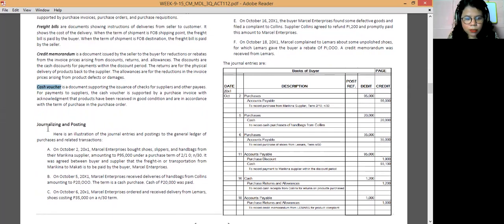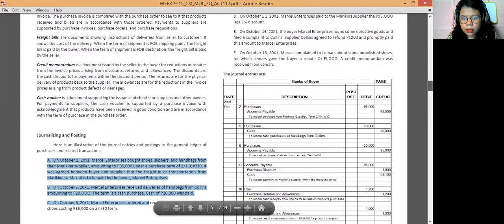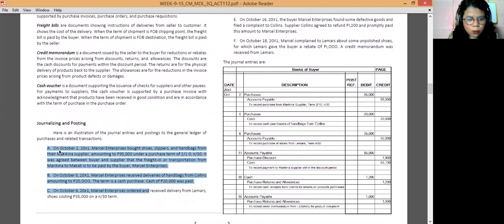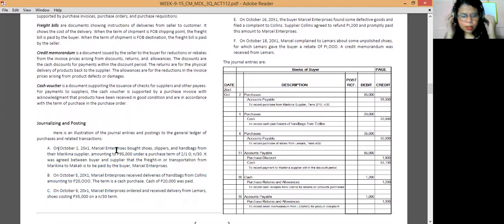Okay, so journalizing and posting. So, ito na po yung mga illustrations, di ba? Up to F. So, on October 2, 20X1, Marcel Enterprises bought shoes, slippers, and handbags from their Marikina supplier, amounting to 95,000 under a purchase term of 2/10 and N30. So, kumbaga, parang for safety na if ever na hindi mo kayang i-avail yung 10 days, pwede ka na magbayad within 30 days. So, it was agreed between buyer and supplier that the freight in or transportation from Marikina to Makati is to be paid by the buyer. So, sa atin po ang charge. So yung kay Marcel Enterprise ang sagot ng freighting.